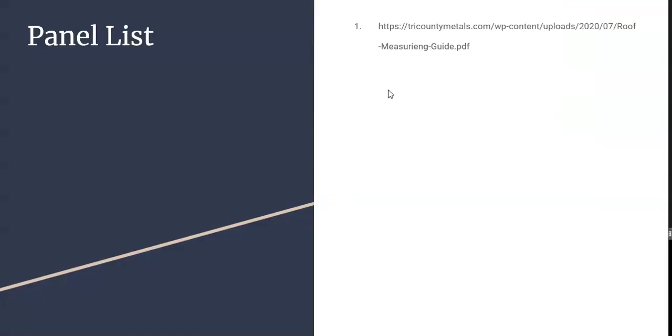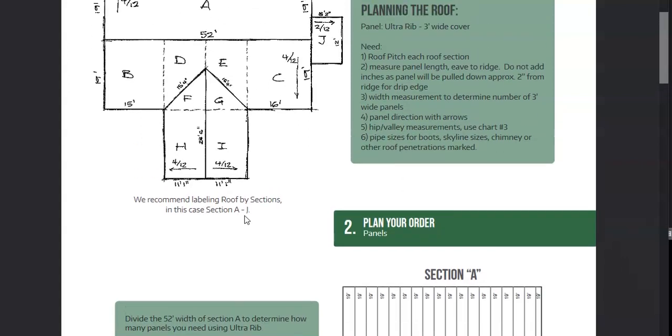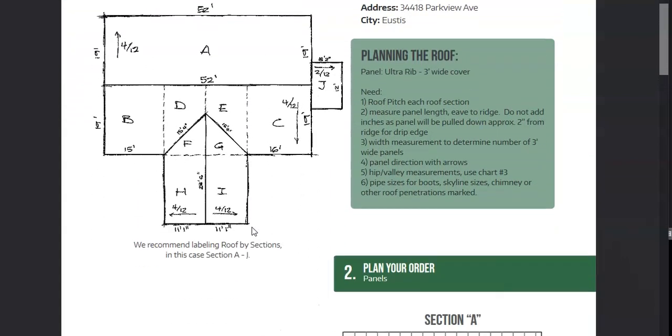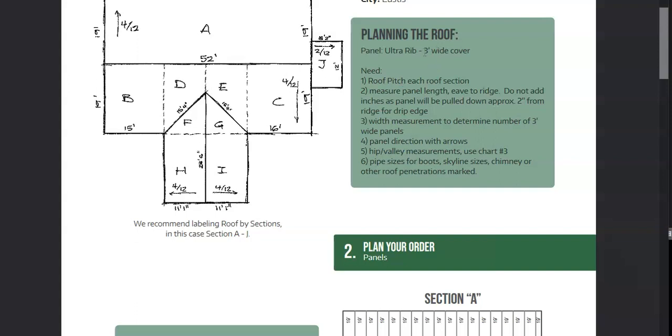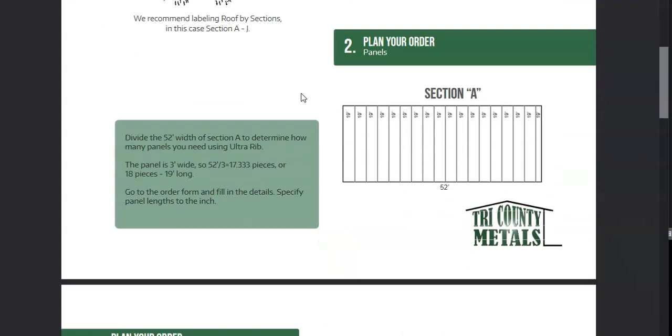So once we get all the relevant info, we can go to building our panel list. And going back to this Tri-County Metals article, you're going to find that you first need to know how much your panel covers. So in this example, they give a 3-foot wide coverage area. So here you have a 52-foot eave line. And if you have 3-foot panels, you're going to divide 52 divided by 3, which gets you 17 1/3. So if you round up, you'll need 18 pieces at the length, 19 foot long.